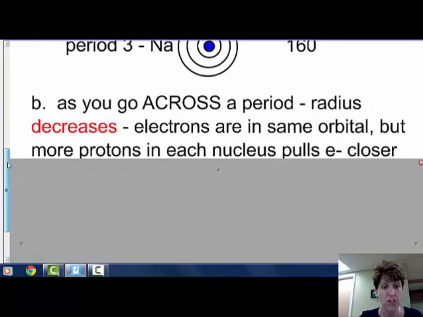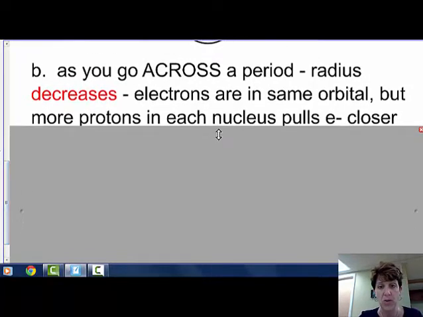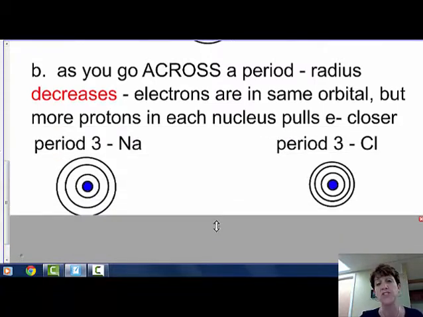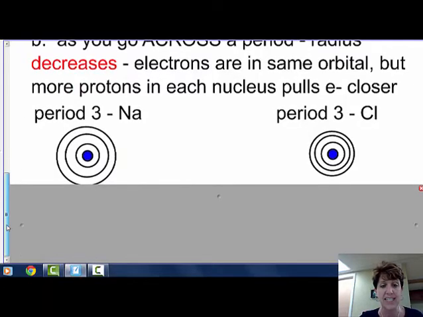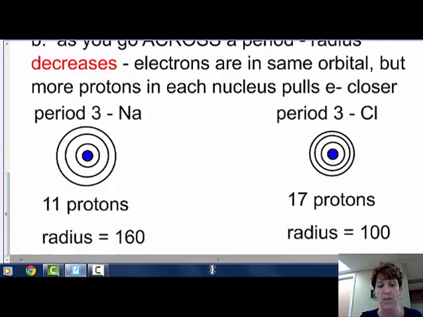All right, I also have a visual for this one. I have 2 atoms that are both in period 3, sodium and chlorine. You'll notice they both have 3 rings. They're both in period 3. But the distance is much further out for sodium than chlorine. And the difference is right here in the protons. So 11 protons do not pull the electrons in as much as 17 protons do. So the radius goes from 160 down to 100.